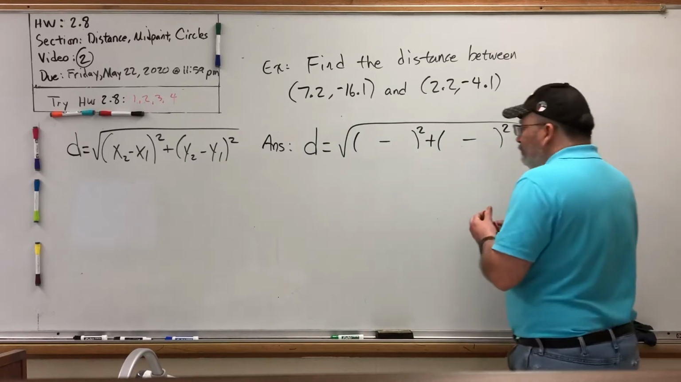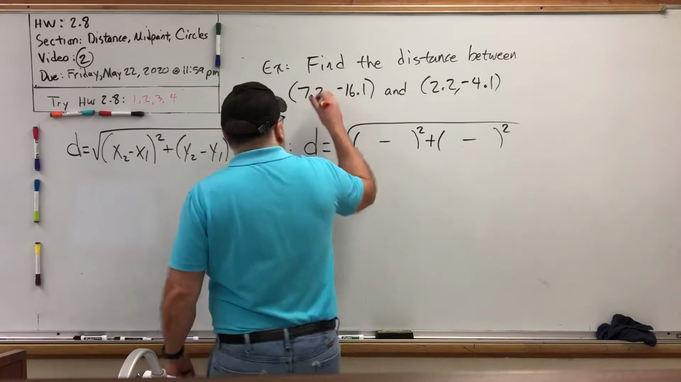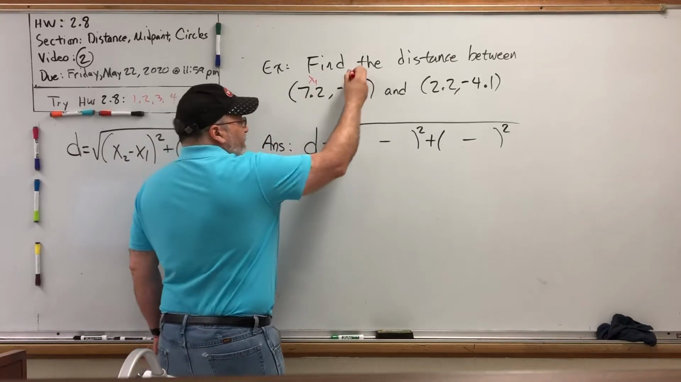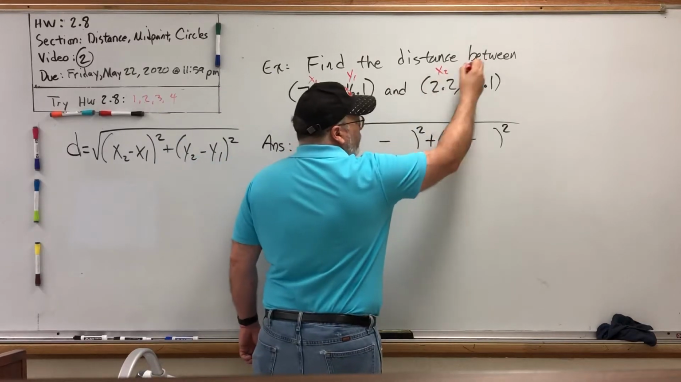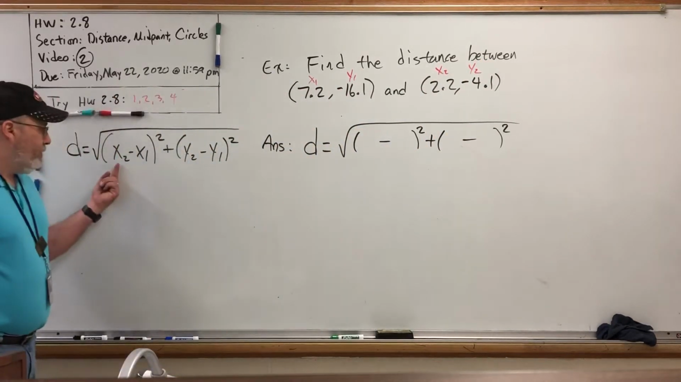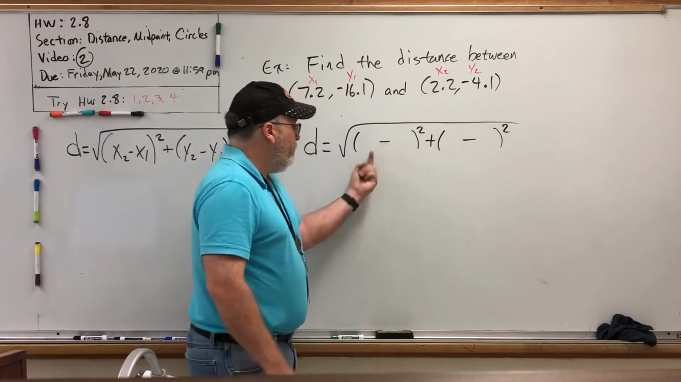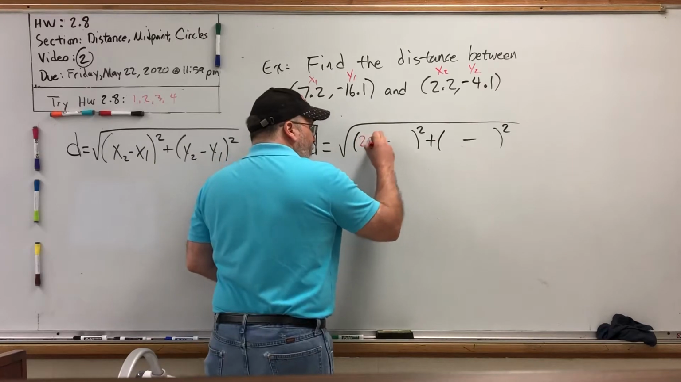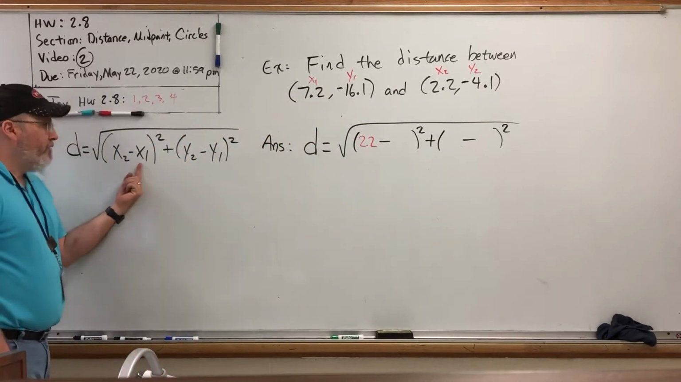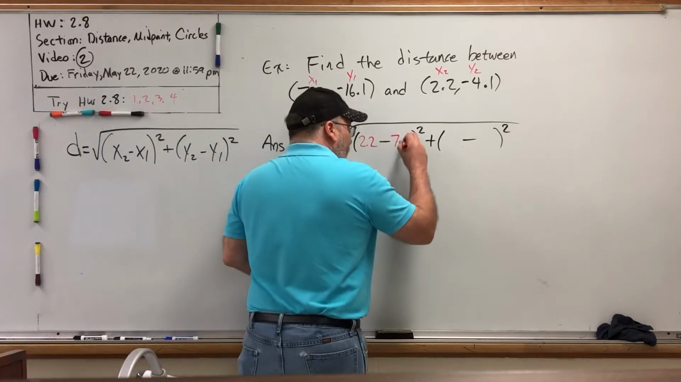For example, let's identify our players. If we call this first x x1, which is perfectly reasonable, then this would be y1, x2, and y2. Now let's just plug and play. First value is x2. x2 is 2.2, so that will go to the left of the first subtraction sign. The second value is x1. That's 7.2. That will go to the right of the first subtraction sign.